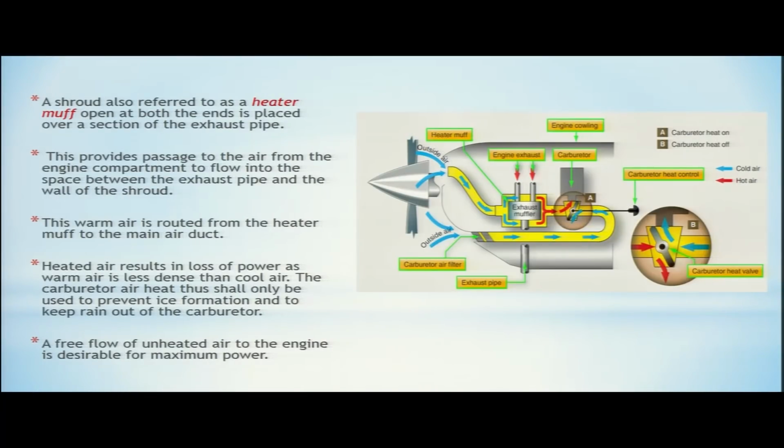Since, as I have told, the shroud is open from both sides, it provides passage for the air from the engine compartment to flow into the space between the exhaust pipe and the shroud. So now your air is flowing in the space between the exhaust pipe and the wall of the shroud. This warm air is routed from the heater muff to the main air duct. Since the air is flowing over the exhaust, it becomes warm and it is routed from the muff to the main air duct. Heated air results in loss of power as warm air is less dense than cool air.